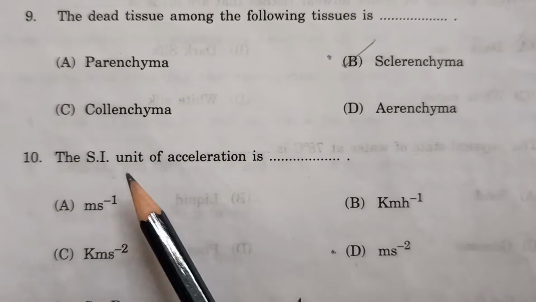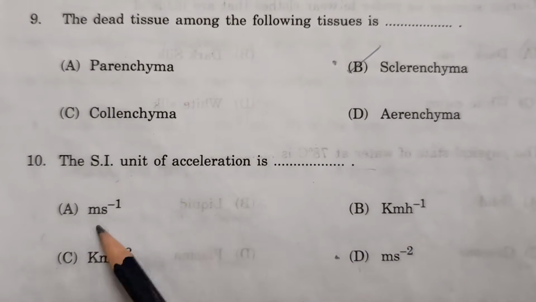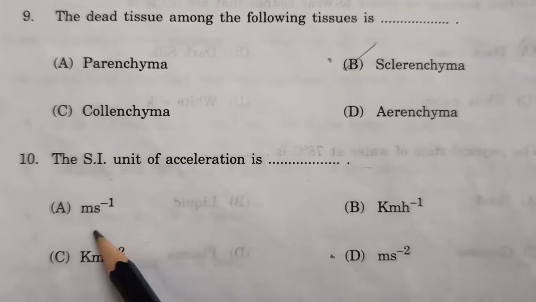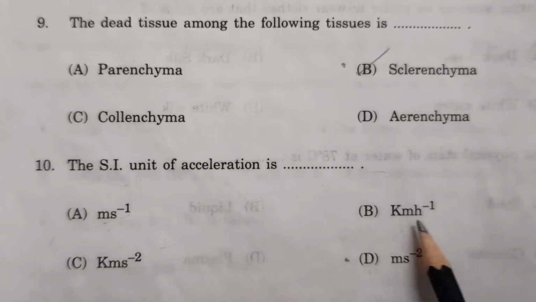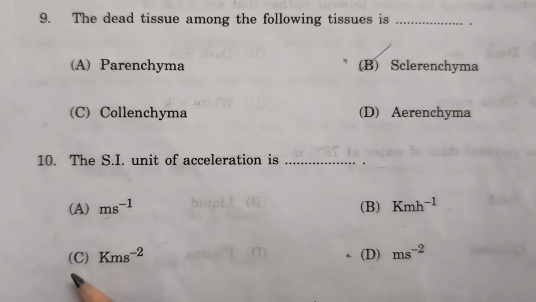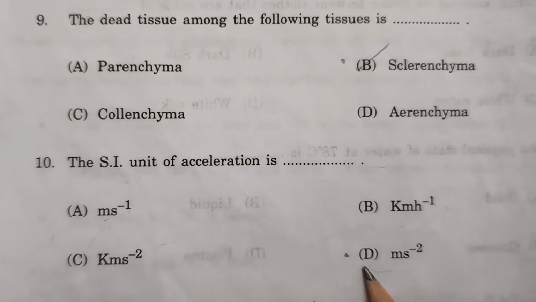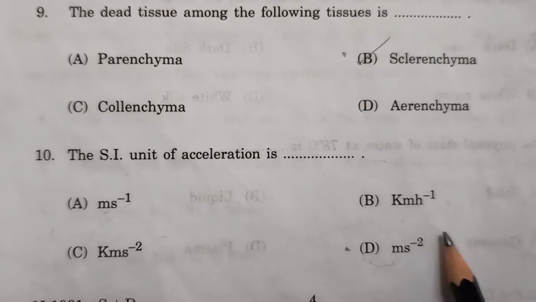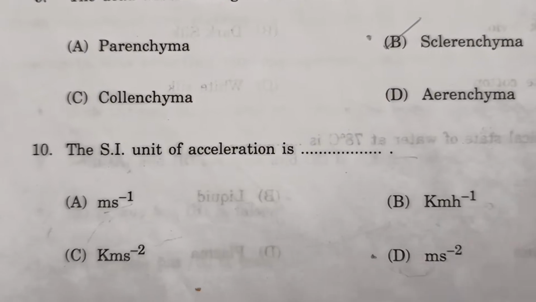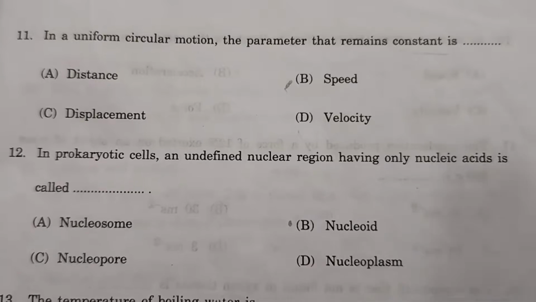Question number 10. The SI unit of acceleration is dash. A. meter second raised to minus 1, B. kilometer hour raised to minus 1, C. kilometer second raised to minus 2, D. meter second raised to minus 2. The correct option is D, meter per second square.